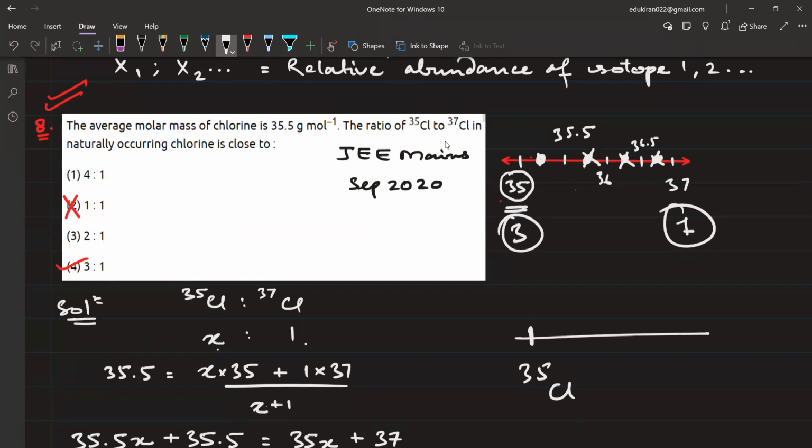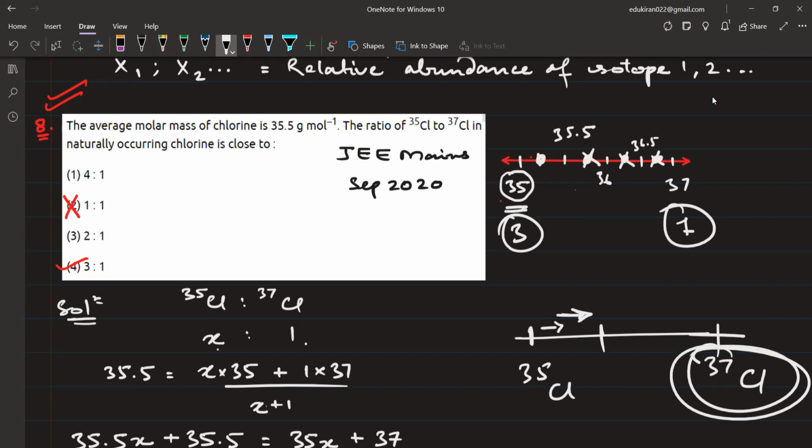But let us suppose you are now also getting 37 chlorine. As soon as you start getting 37 chlorine, the average molar mass is going to shift rightwards, because sometimes you are getting 35, sometimes 37. The average will increase, right? And it will move rightwards by only as much as the 37 contributes. So due to 37 chlorine, how much has it traveled? It has traveled only 1 unit.